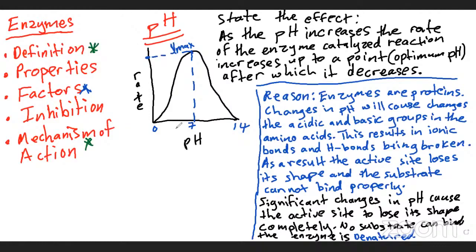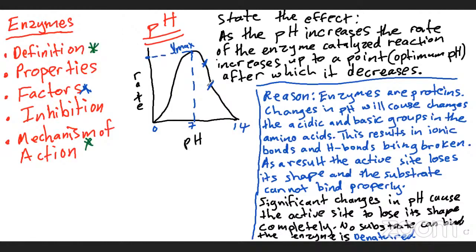Let me point out on the graph, this is the optimum, right? So the enzyme is working at its peak. Here, the enzyme is not denatured. Here, the enzyme is not denatured. It's still working. But enzymes have a range of pH at which they can work. So the only time the enzyme is actually denatured is if you go far from the optimum.